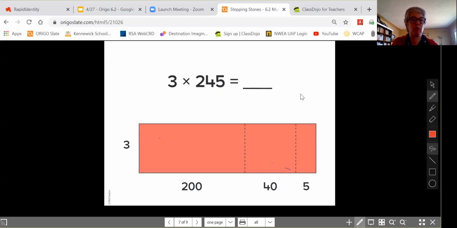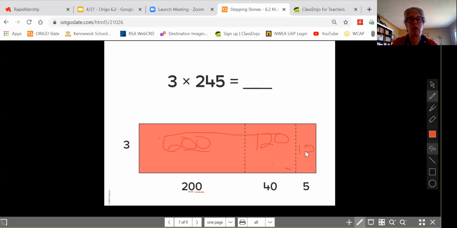So I need to multiply 3 times 200. Well, I know 3 times 2 is 6, so 3 times 200 would equal 600. And I can see that I've got 2 zeros there in my factors, so I have 2 zeros in my product. Then I'm going to multiply 3 times 40. Okay, 3 times 4 I know is 12, so 3 times 40 would equal 120. And then I need to multiply 3 times 5, and that equals 15.